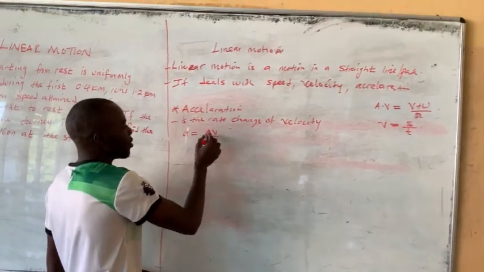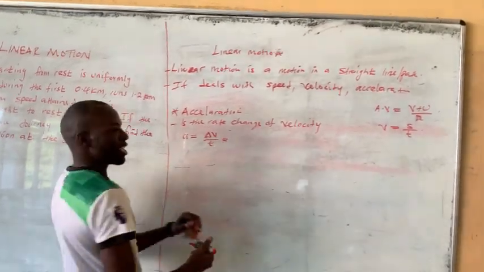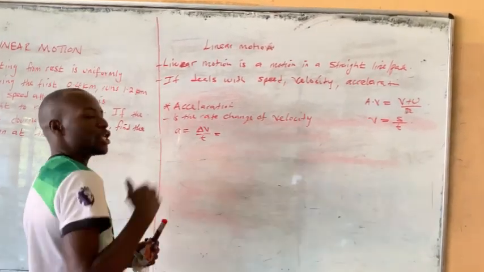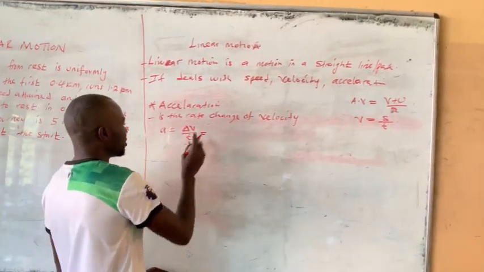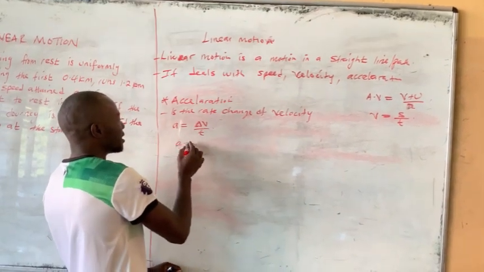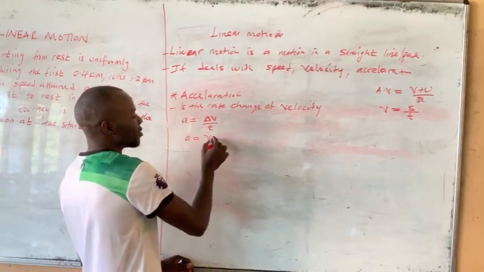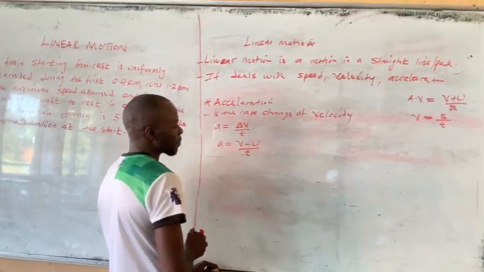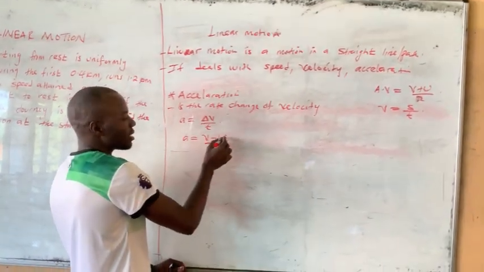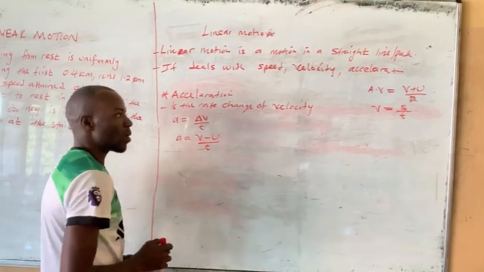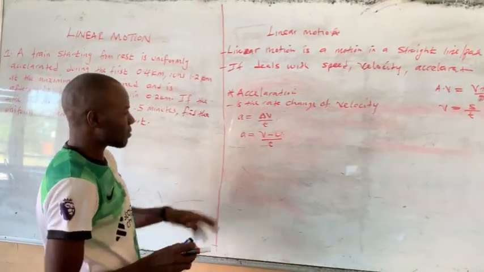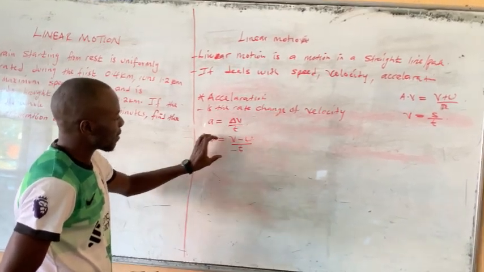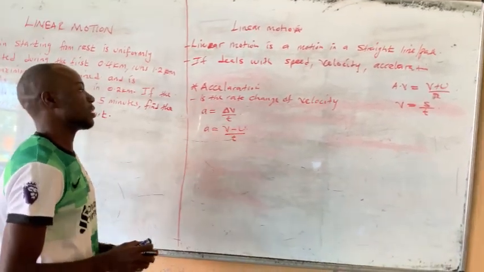So this is delta. Of course, change in velocity, you have what we call final velocity and initial velocity, where you're starting. So acceleration is equal to final velocity minus initial velocity, over time. This is the formula for acceleration.